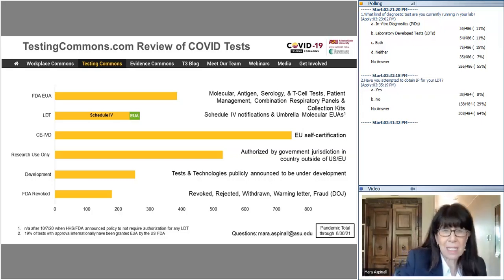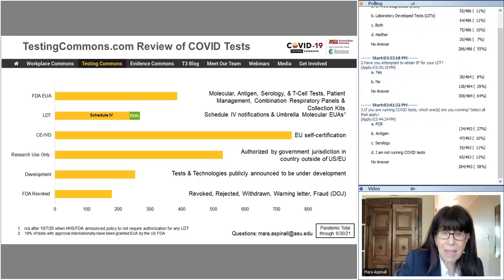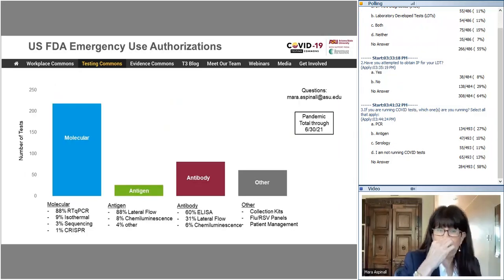It's important to recognize that the FDA does have about 180 tests that were revoked, rejected, withdrawn, warning letter, or fraud. This is a big deal. Just because a test got an EUA doesn't mean it stays with that. And now I know you know that because I'm looking here. 58% of you are not running tests today. The largest are running PCR, not surprised, and about the same number are running antigen and serology, and some running both. So let's take a deeper look at the FDA EUAs.